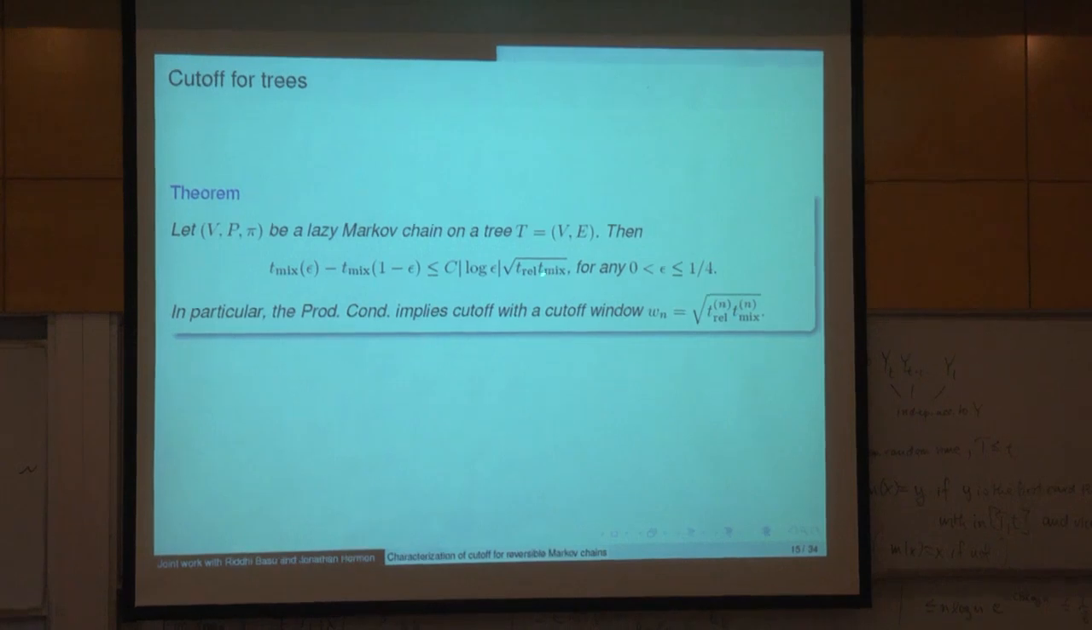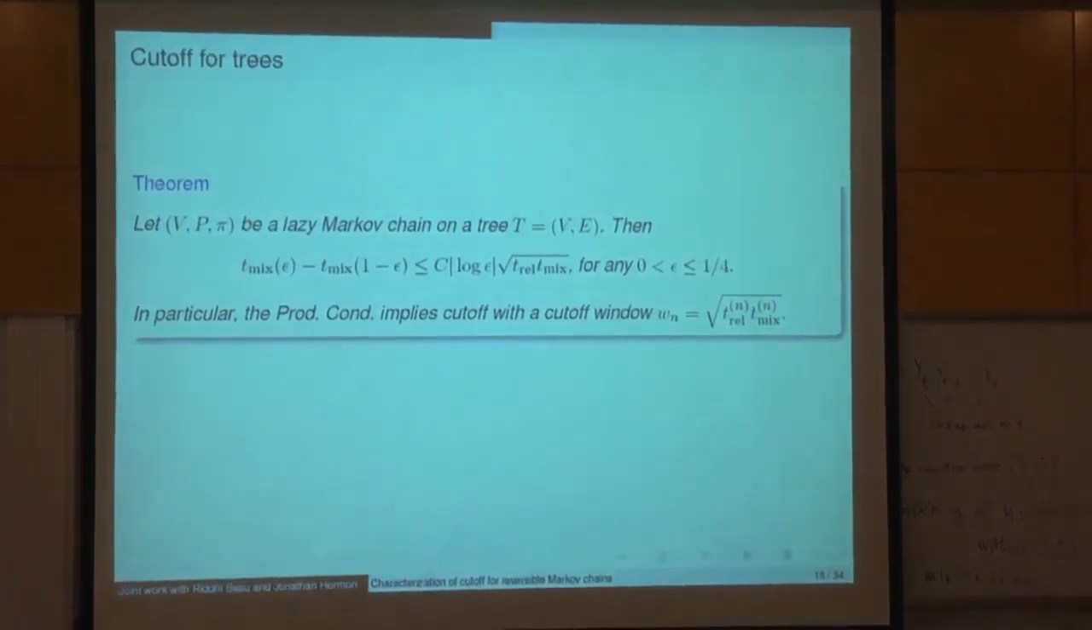In particular, if we have a sequence of chains and this product condition holds, that means the relaxation time is negligible compared to the mixing time. Then this geometric mean is itself negligible compared to the mixing time, so we have cutoff. So if the product condition holds, we have cutoff with this window, which is the geometric mean of the relaxation and the mixing times. And already in the case of birth and death chains, you cannot put, in general, a smaller window. We have examples where the window is of this size.